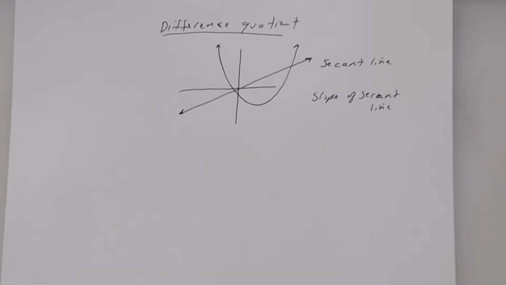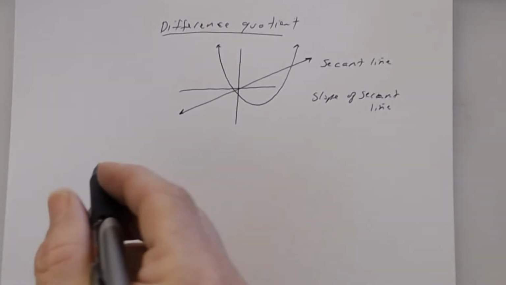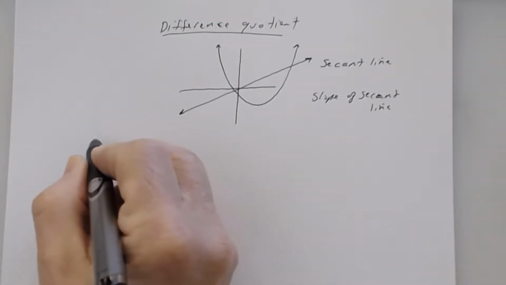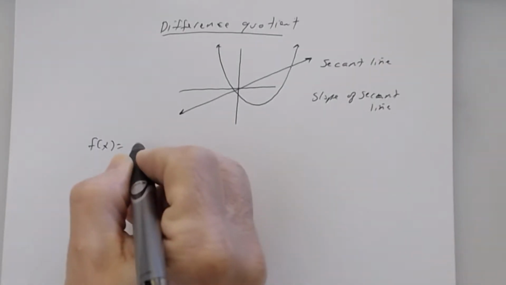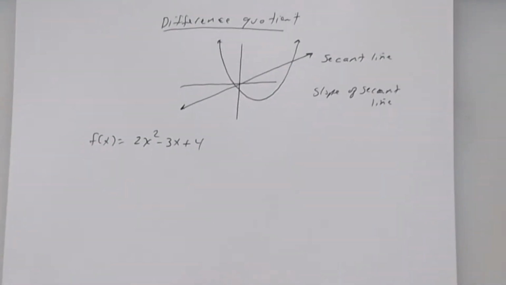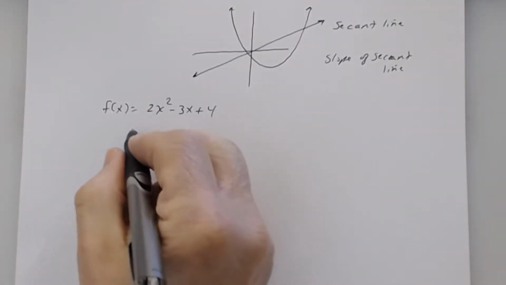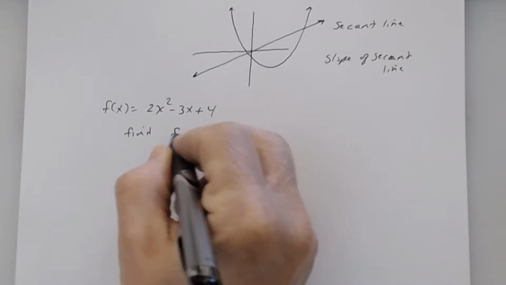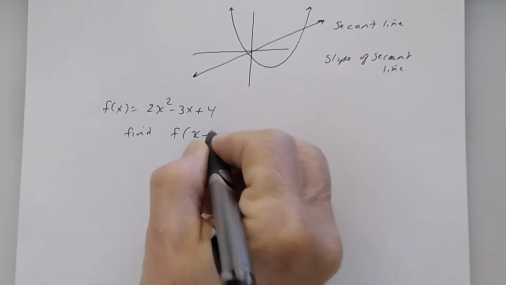All right, so before we find the difference quotient, let's review something that's needed for your next test. We did this review last week. Okay, suppose that my function f of x is, let's say, 2x squared minus 3x plus 4. And I want to find, let's say, f of x minus 5.